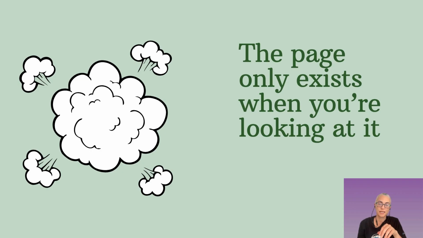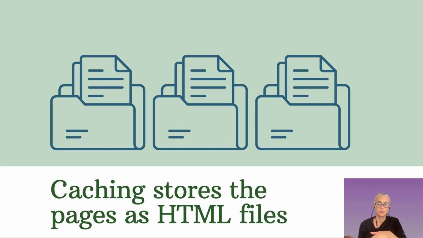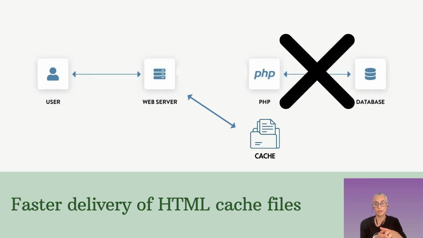So what caching actually does is store that finished web page as an HTML file so that it can be reused. So the next time someone visits that page, all the PHP processing and assembly is no longer needed and the page can be displayed much faster. The page no longer disappears into the ether, but remains as a tangible HTML file. So let's take a look at this behind the scenes so you can see it actually happening on the server.